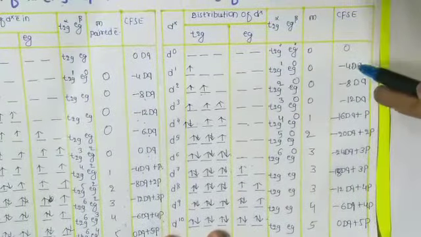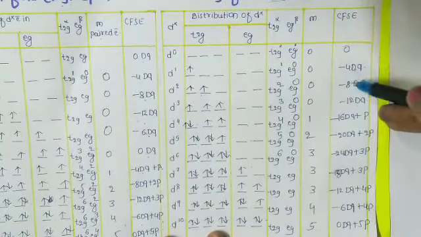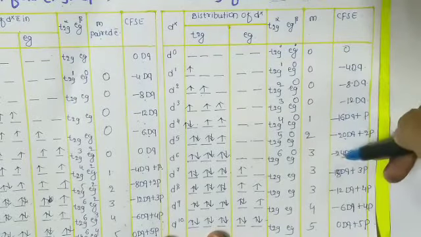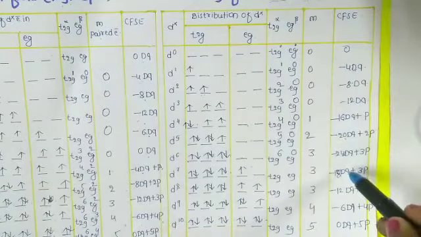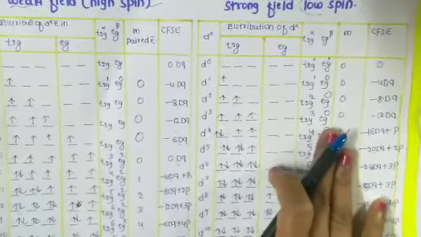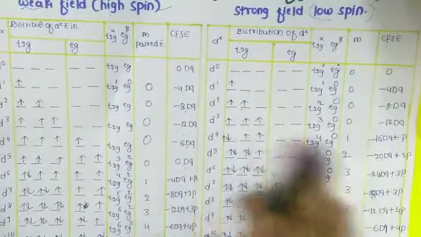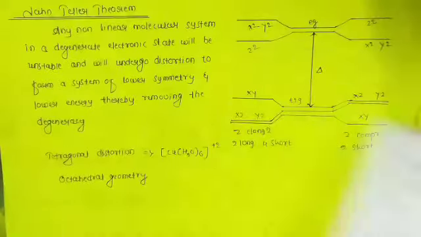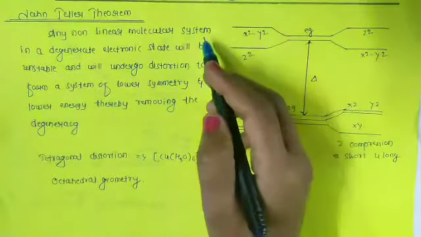Next one, in case of low spin, here 4, 8, 12, 16, 20, 24. Again here 18, 12, 6. On this basis you have to practice these things. Next one is the Jahn-Teller distortion theorem.